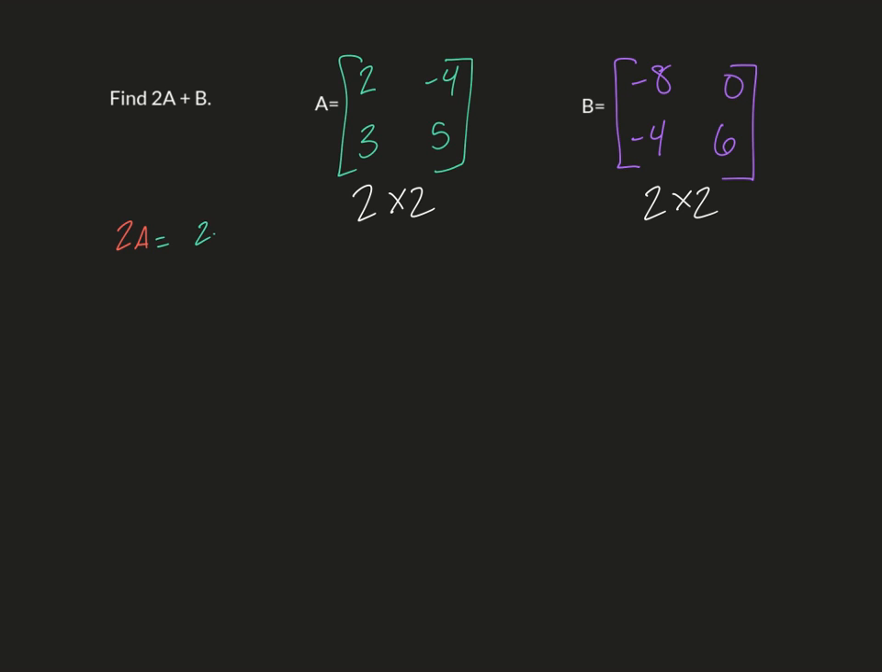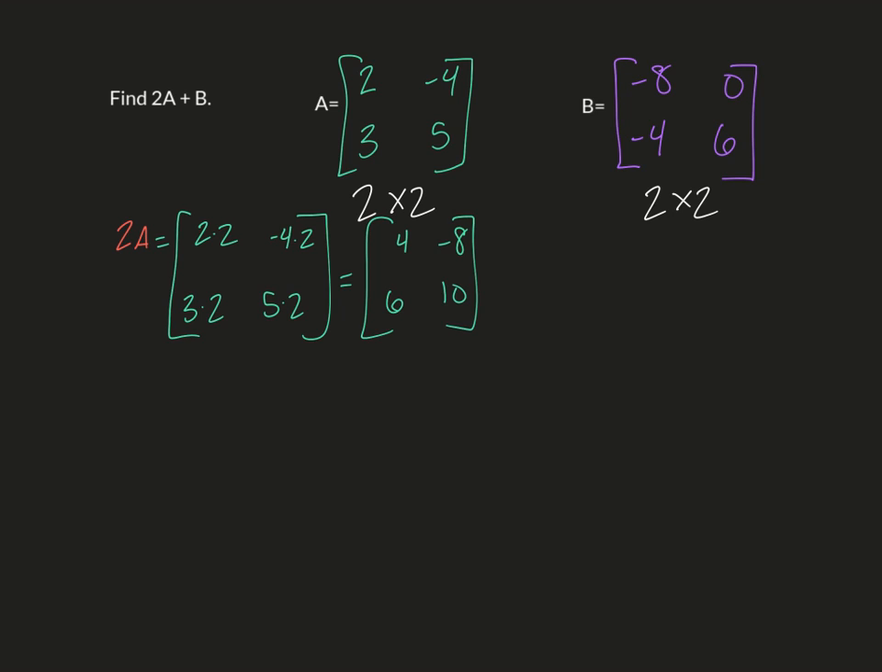So I'm going to have 2 times 2 will be my first term up in the corner. Then I'll have a negative 4 times 2, a 3 times 2, and the 5 times 2. Should be pretty easy to solve from there. You end up with 4, negative 8, 6, and 10. So that is the matrix 2A.